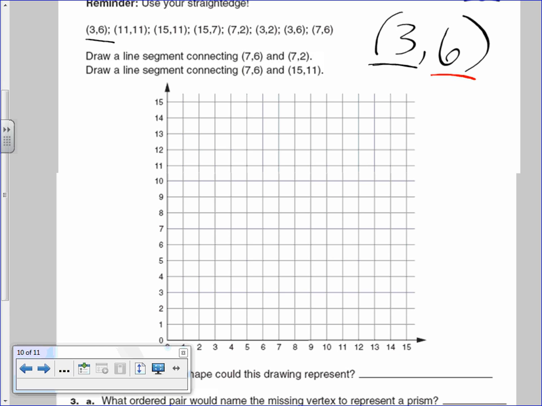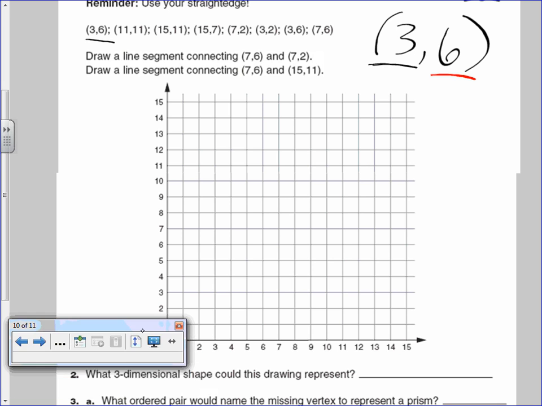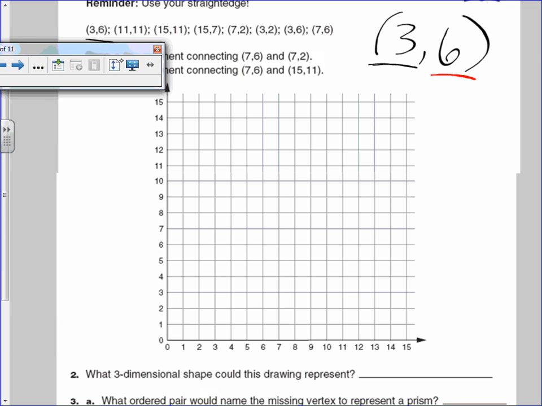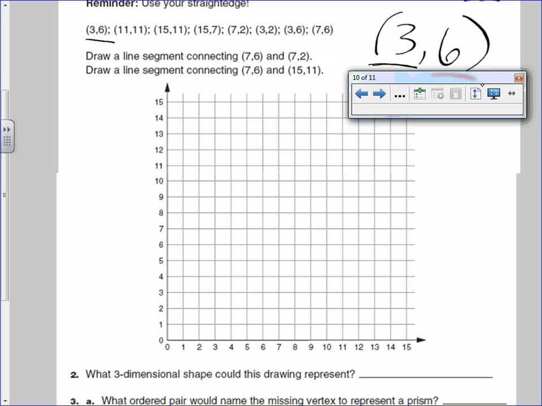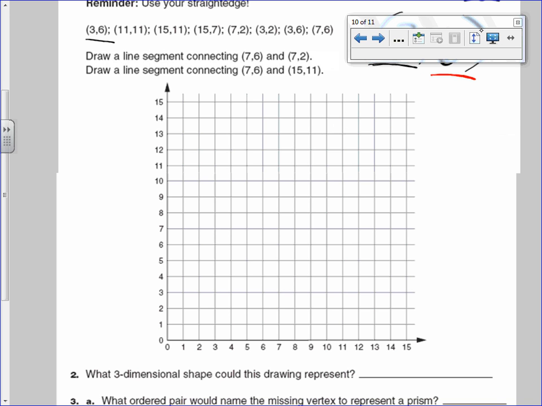I'm going to move this thing. I don't want this in my face. Make him put it over here for now. Yeah, perfect.